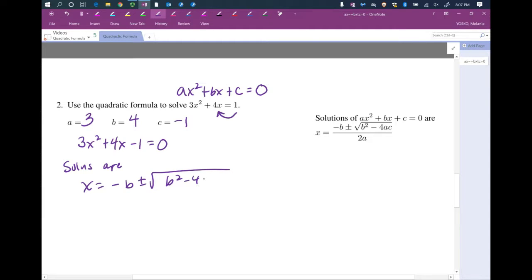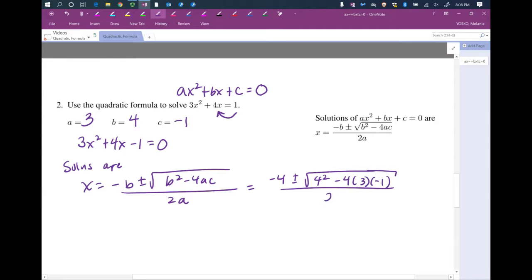Okay, so then solutions are x equals negative b plus or minus the square root of b squared minus 4ac all over 2a. So negative b is negative 4 plus or minus the square root. B squared is 4 squared minus 4 times a times c. And the whole thing is divided by 2 times a.